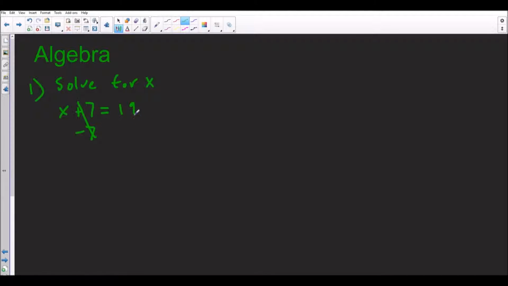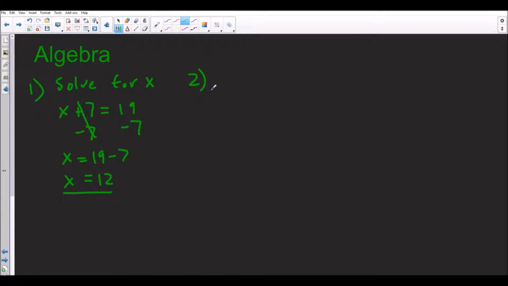The thing with equations is that you always have to do the same thing on both sides of the equation. So we're going to have to subtract 7 on this side as well. So we're going to get x is equal to 19 minus 7. So then x is equal to 12. And that is our answer.